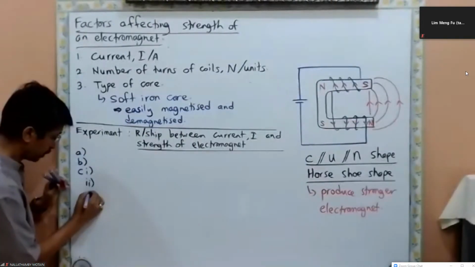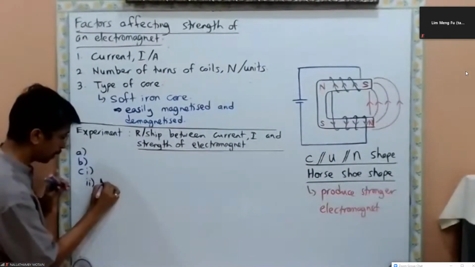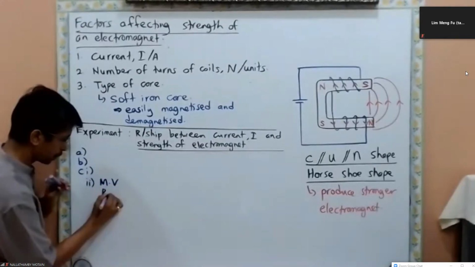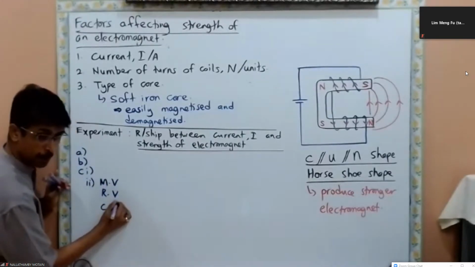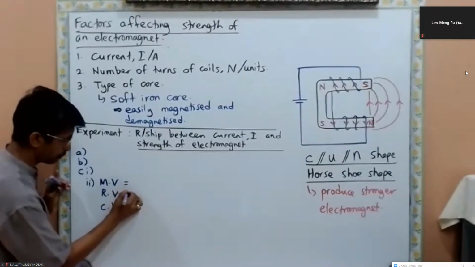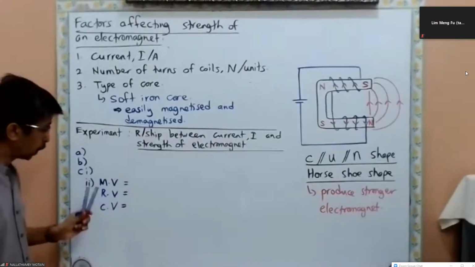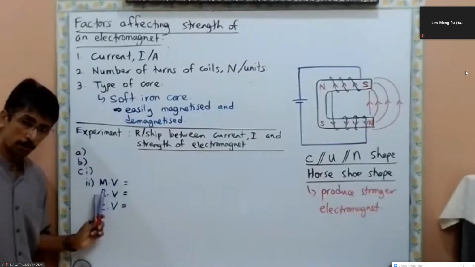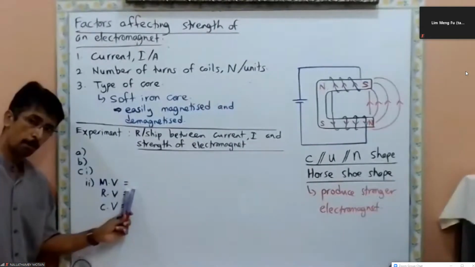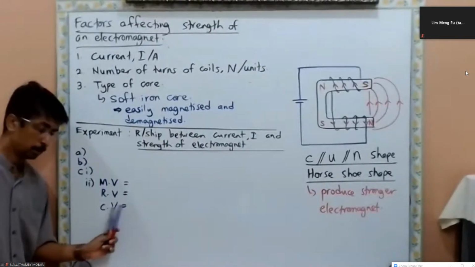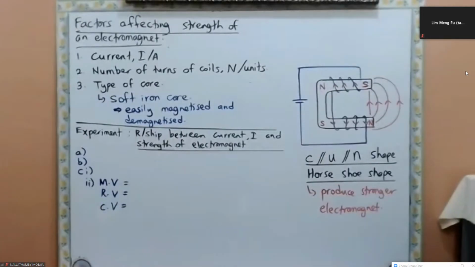C1 is in. So we start the story from C2. C2 is a variable. Manipulated variable, corresponding variable, and constant variable. But in the exam, please don't use a short form. Write in full: manipulated variable, corresponding variable, and constant variable.